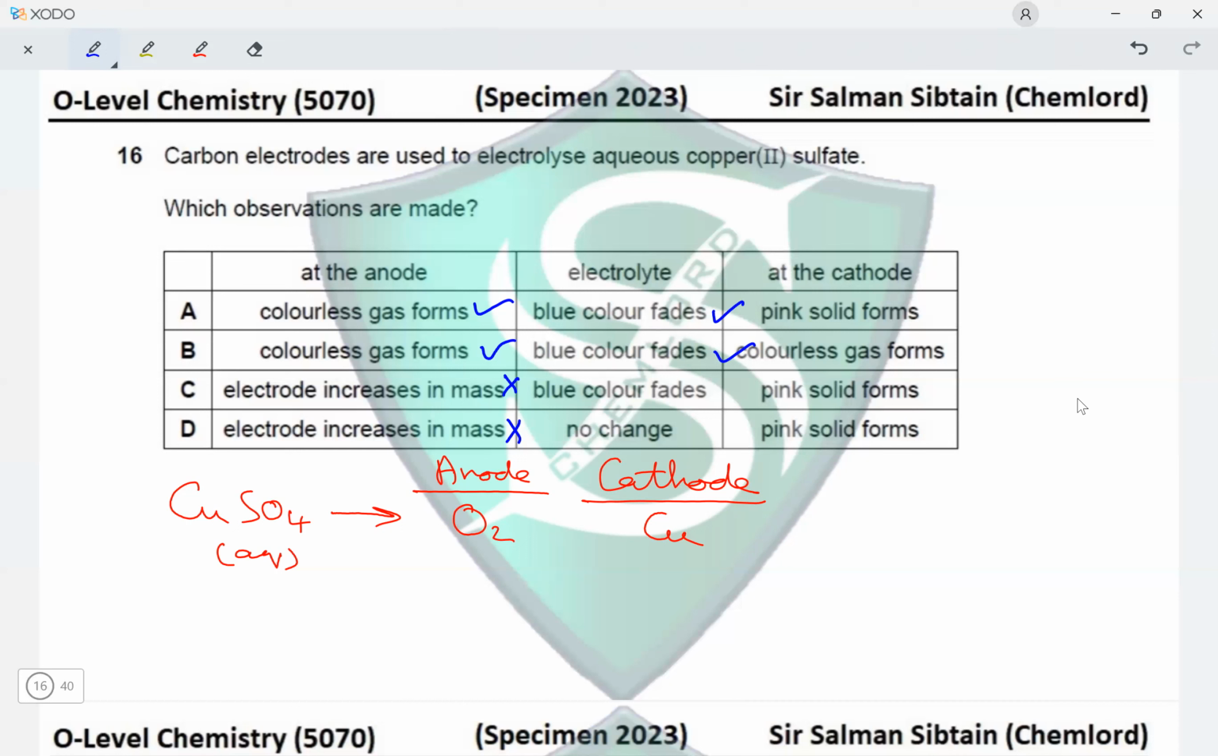Now let's look at the third part. At the cathode, what do we get? We get copper metal being deposited. So option A says pink solid forms. Copper metal appears pink in the solid form. So this is correct. Whereas option B says colorless gas forms. No, copper is not a gas. It is a solid metal. So all three are correct in option A, making option A the correct option for question 16.